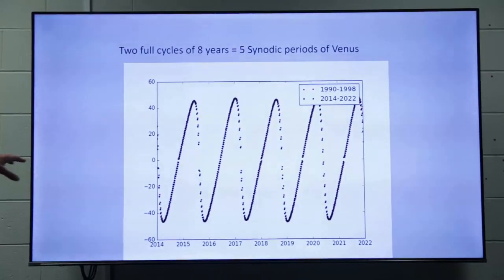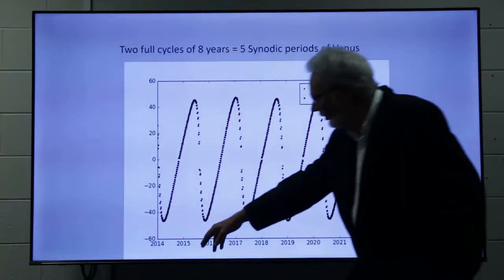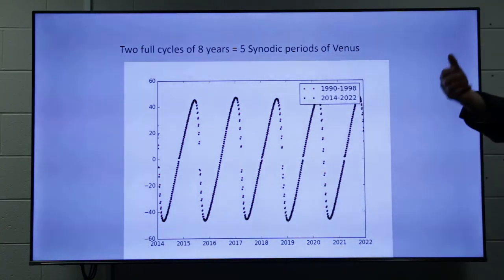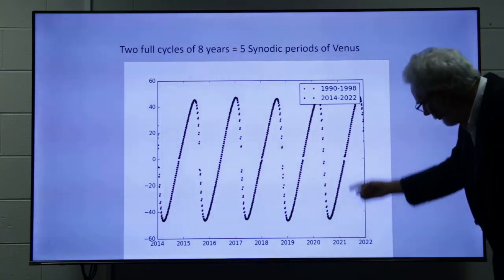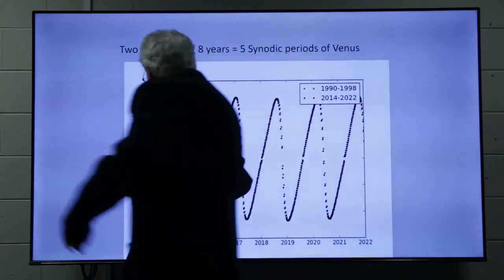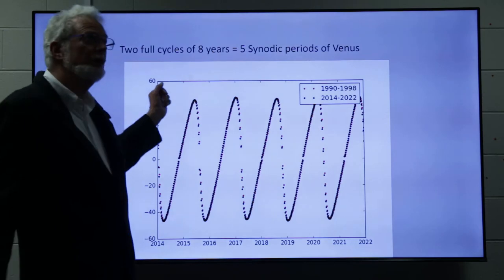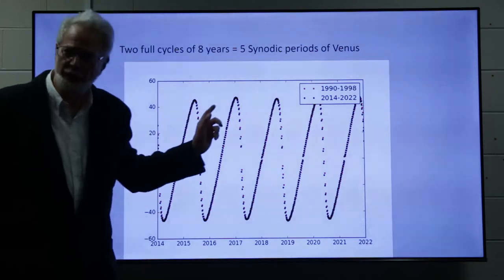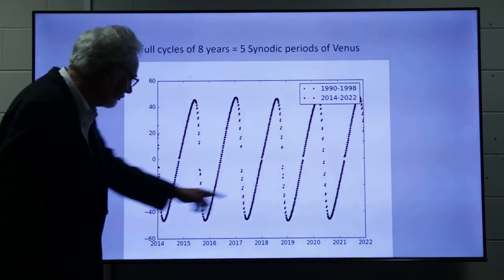this is one full cycle of 8 years, but I plotted a second one on top, red and black. And this is the elongation angle, and this is the year. What I showed you on the movie was looking forward from 2021 to 2029. Here, 2021, we're right about here, at where this curve gets to the top. And looking back to 2014, 2021 to 2029 is 8 years, and this is going back 8 years from 2022.